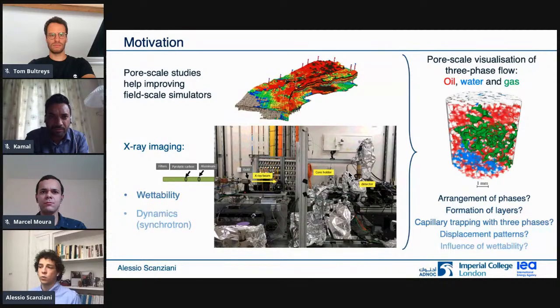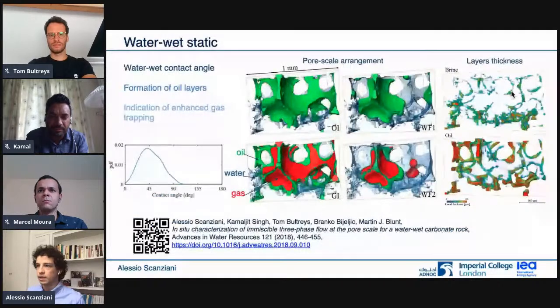And Imperial College has one of the most important facilities in the world for X-ray imaging, which allows this pore-scale visualization. And in particular, when I arrived, people like Kamal, who is with us today, had already worked quite a lot on wettability at the pore scale and the role of dynamics using synchrotron X-ray imaging. So as I said, I decided to focus on three-phase flow, and in particular, what is the arrangement of these phases in the pore space, do oil layers form, how the phases are trapped in the pore space, which displacement patterns we see, and what is the influence of wettability.